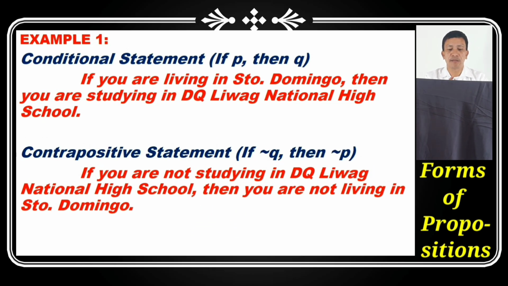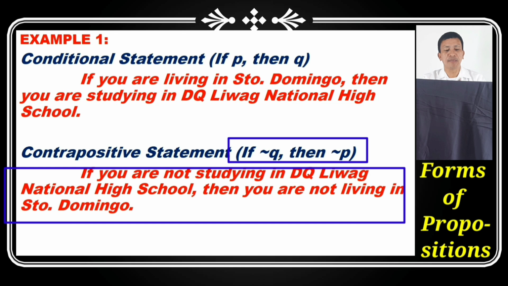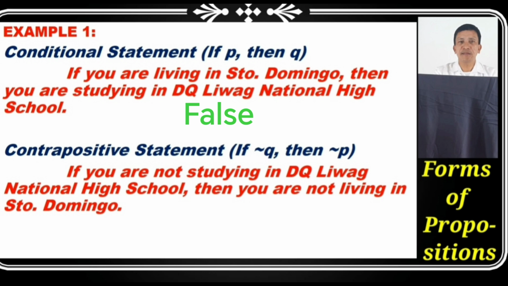Contrapositive statement. It is denoted by if not Q, then not P. The contrapositive is simply the negation of the converse of the conditional. If you are not studying in Diculiwag National High School, then you are not living in Santo Domingo. Lastly, this statement is also false just because there are students not studying in Diculiwag National High School but still they are living in Santo Domingo.